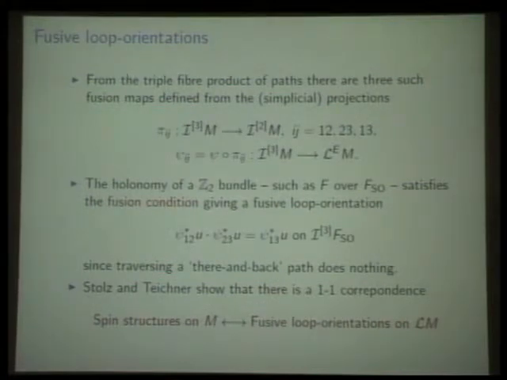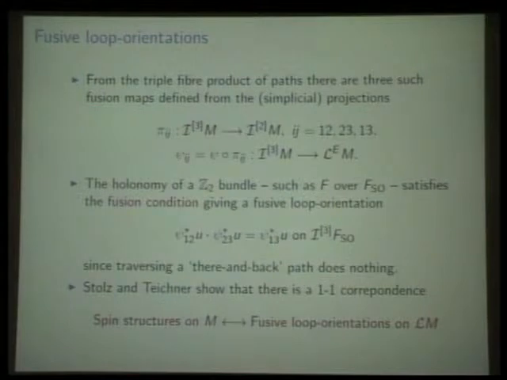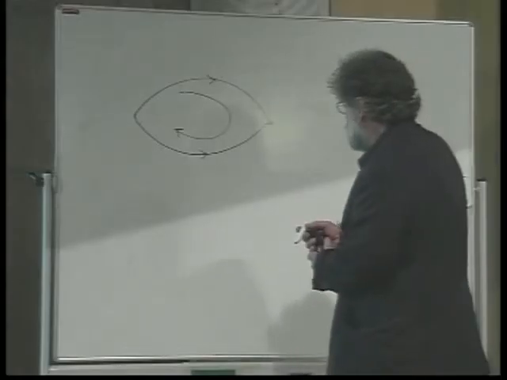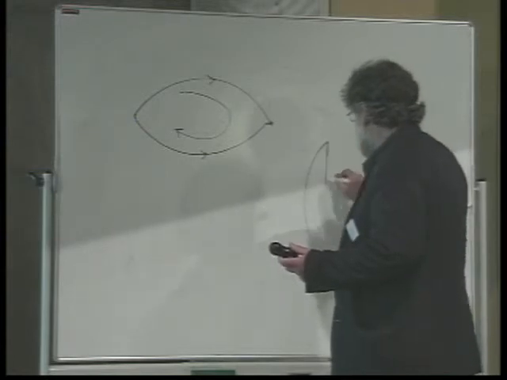Okay, so there's a fusion map, this psi, which just takes two paths which have the same endpoints and joins them into a loop. So this is sort of a nonsense map, except it's exactly the most important thing in the subject. Now, if you think of the triple product, we now have triples of loops with the same endpoints, triples of paths with the same endpoints.